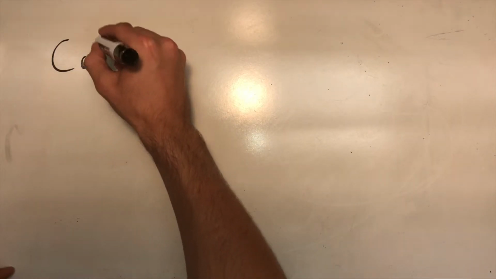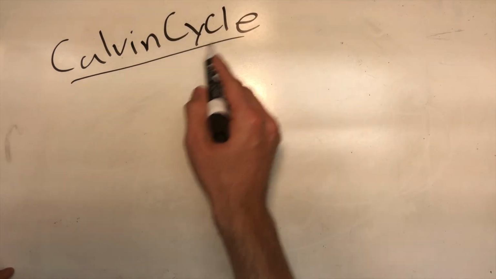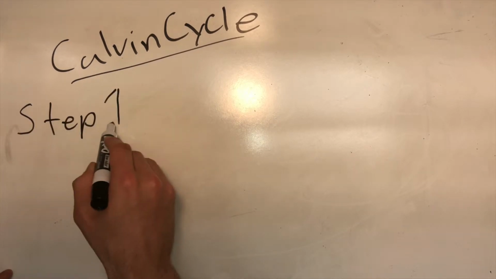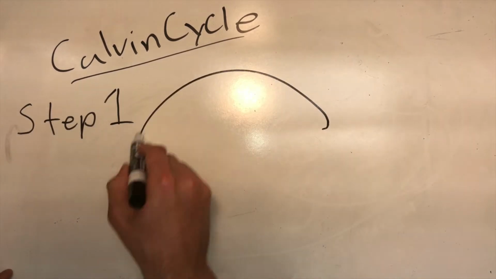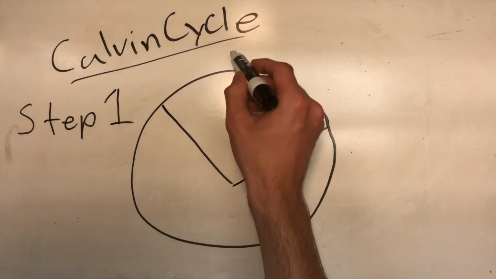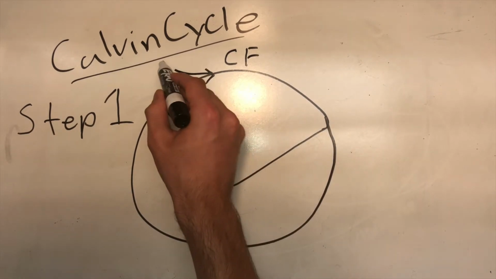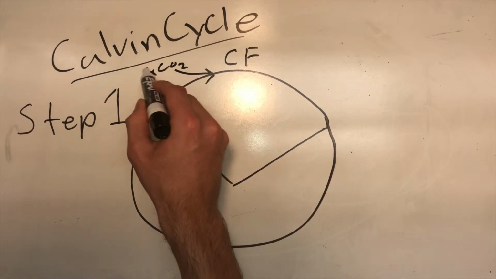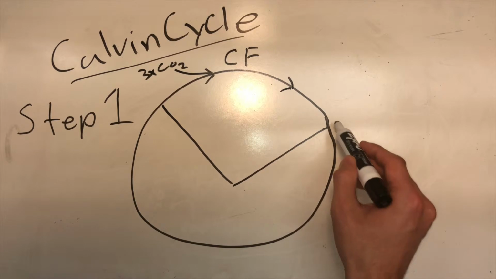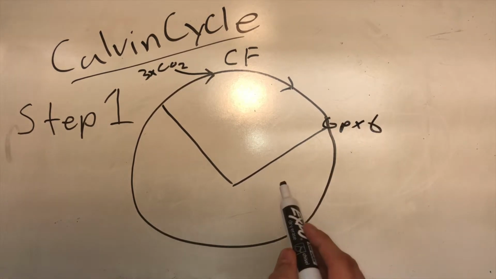Okay, so next we'll be talking about the Calvin cycle. The first step of the Calvin cycle is carbon fixation. The fixation of carbon begins with a 5-carbon compound called ribulose. An enzyme, Rubisco, catalyzes the attachment of a CO2 molecule to ribulose. The resulting 6-carbon compound is unstable and breaks down into a 3-carbon compound called glycerate 3-phosphate.